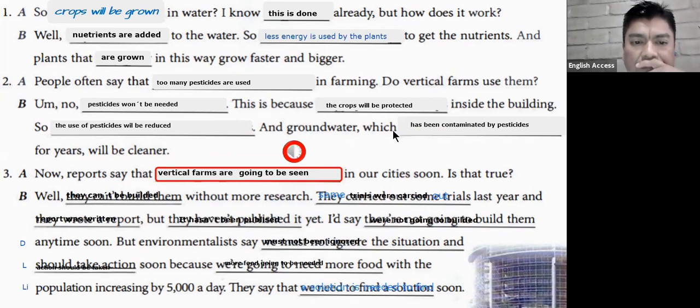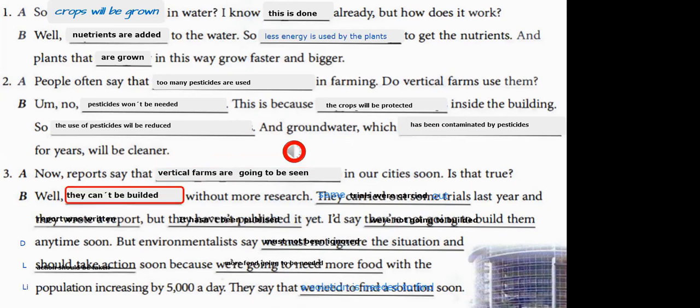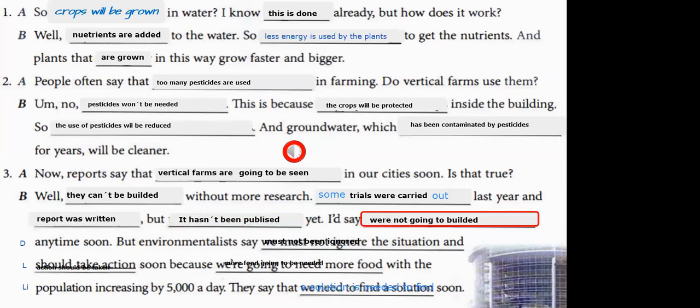Vertical farms are going to be seen. Yes, it's correct. Next. It's correct. It's correct. Correct. I'm not pretty sure. What do you think, guys?